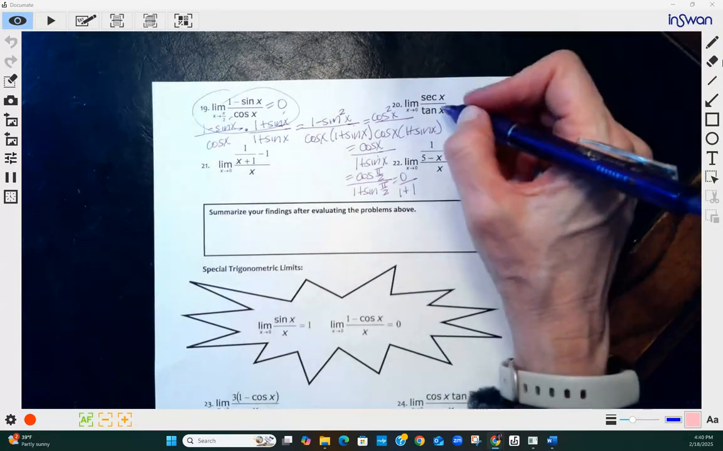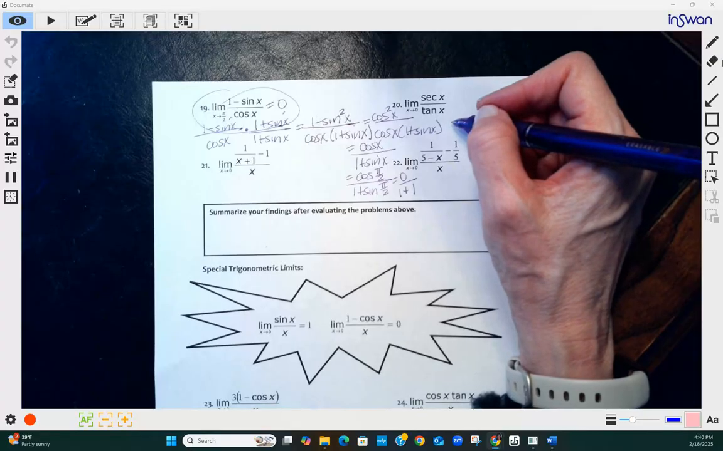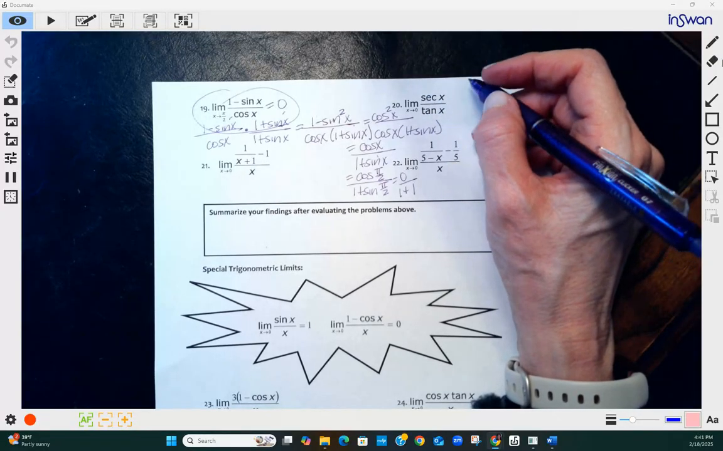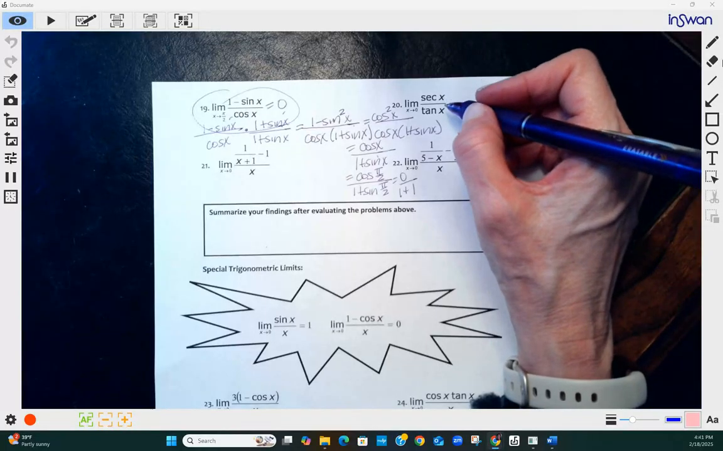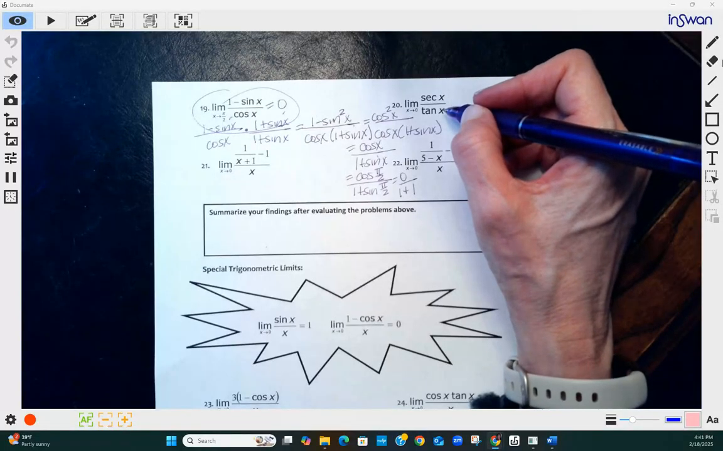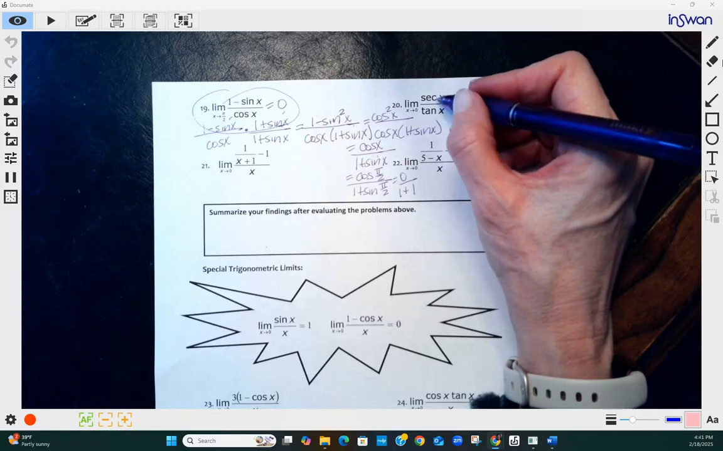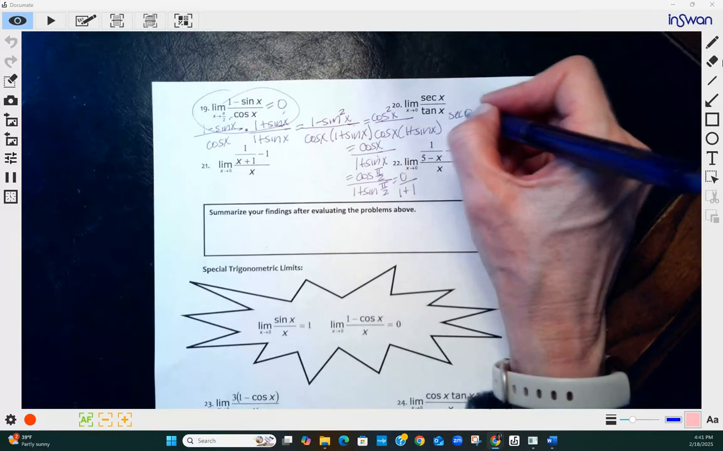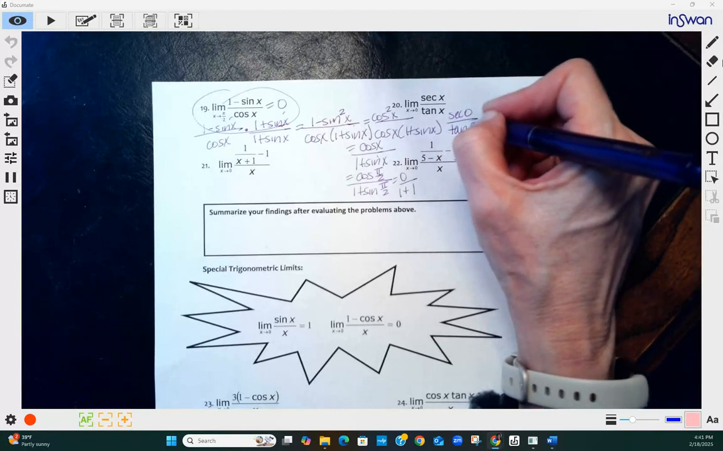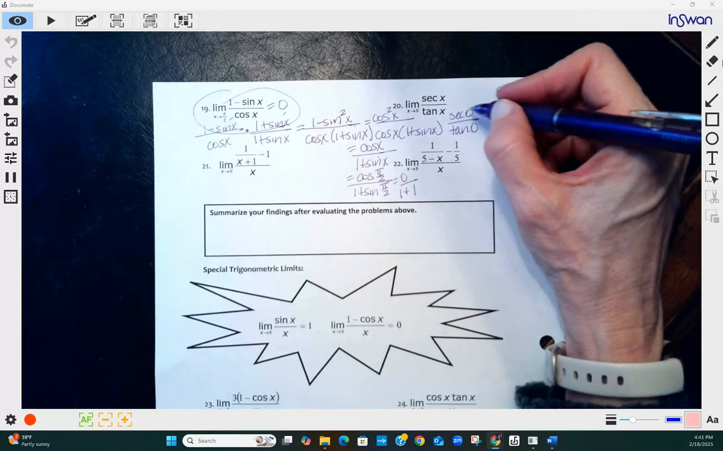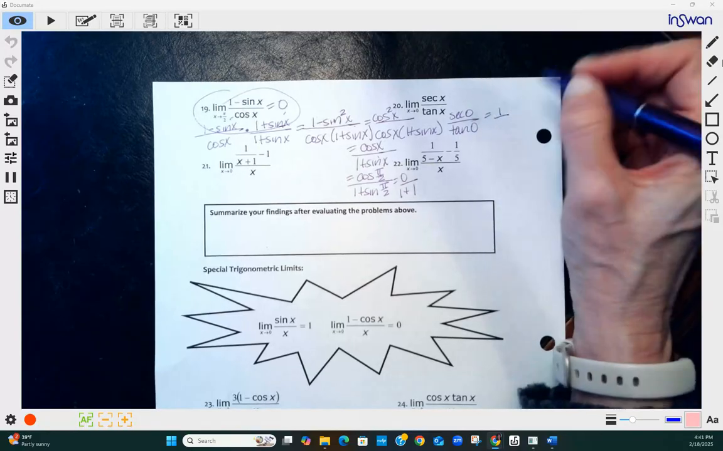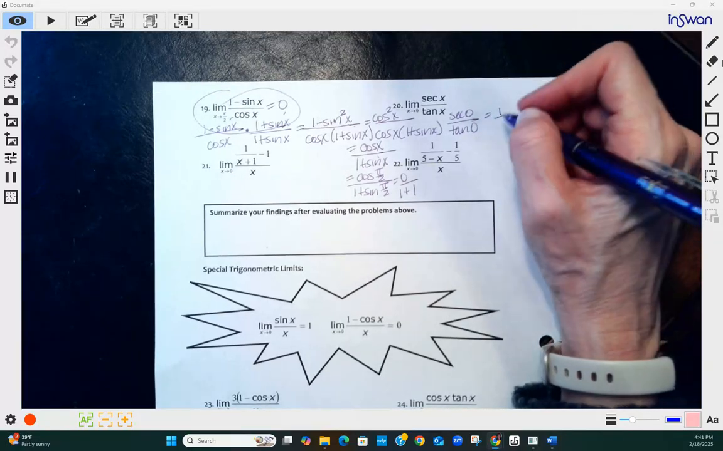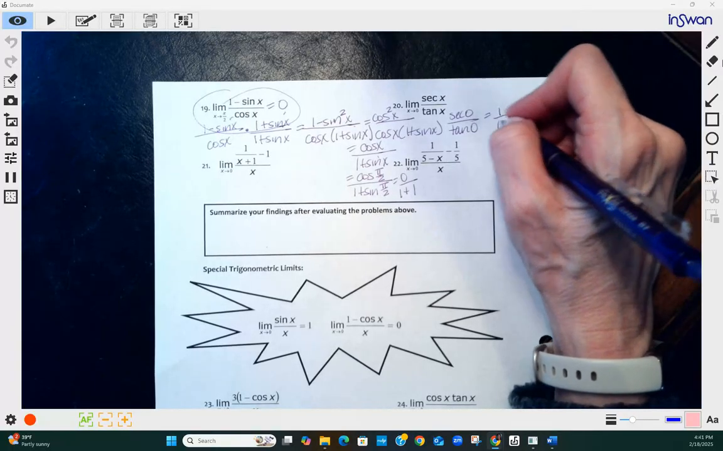All right, for this one, spoiler alert, the secant of 0 over the tangent of 0 is going to be 0 over 0. Is that true? The secant goes with the cosine. The cosine of 0 is 1, so the secant is also 1. Tangent of 0 is 0 divided by 1, which is 0.